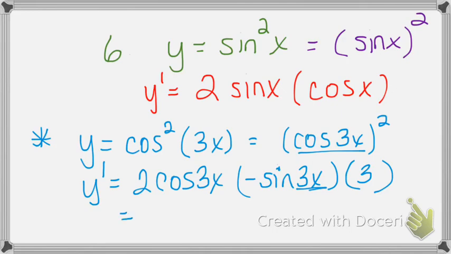If I were going to finish this, I could multiply the 2 and the negative 1 and the 3 all together, and then I would just put cosine of 3x and sine of 3x behind it.